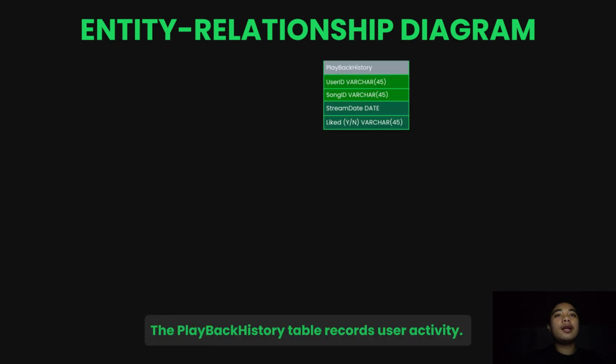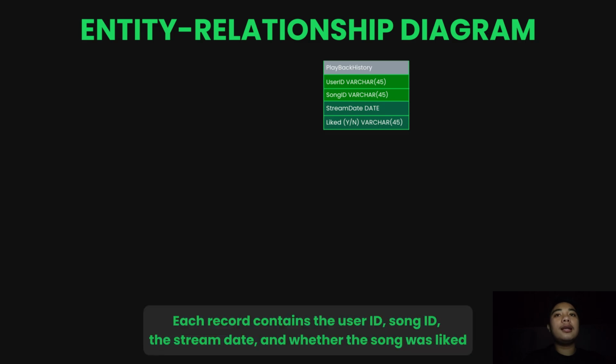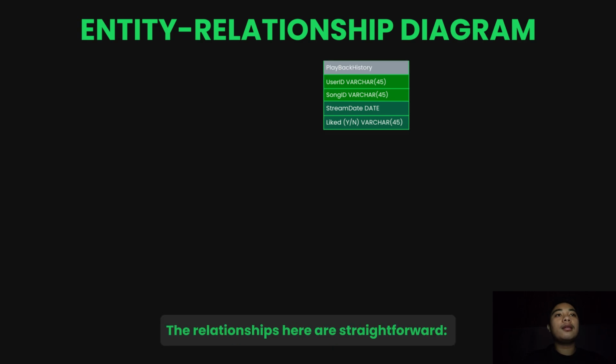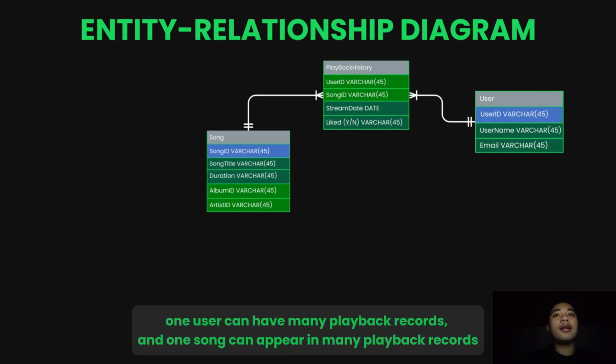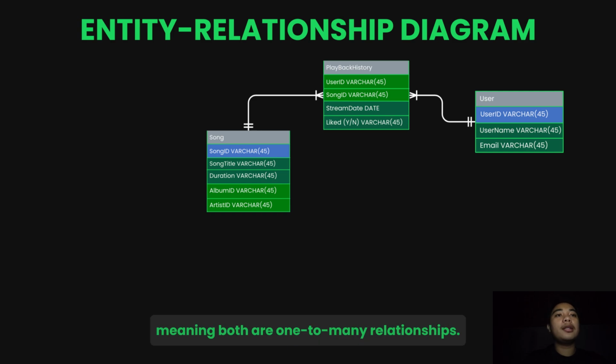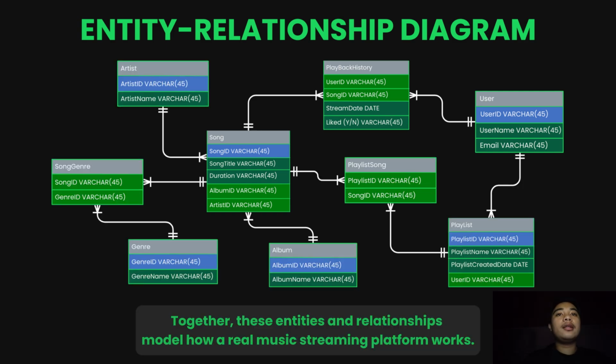The playback history records user activity. Each record contains the user ID, song ID, the stream date, and whether the song was liked. The relationships here are straightforward. One user can have many playback records, and one song can appear in many playback records, meaning both are one-to-many relationships. Together, these entities and relationships model how a real music streaming platform works.